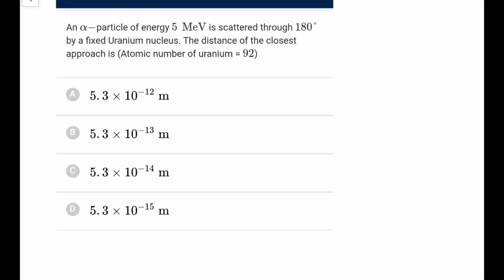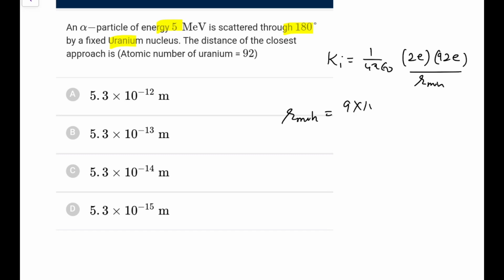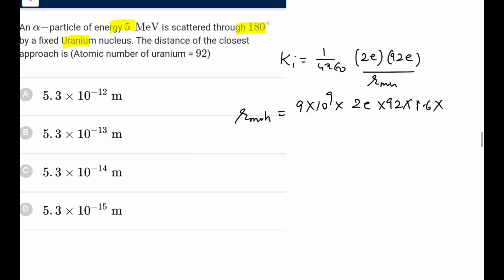Alpha particle of 5 mega electron volt is scattered through 180 degree by a fixed uranium nucleus. The distance of the closest approach would be, directly you can say the initial kinetic energy K initial would be converted into final potential energy at that distance of closest approach, which is 1 upon 4 pi epsilon naught, 2e it is charge, uranium charge is 92 e upon R minimum. So R minimum, directly 1 upon 4 pi epsilon naught, write it as 9 into 10 to the power 9. Write it as 2e and write it as 92 into 1.6 into 10 to the power minus 19. I am leaving 1 e because I'll convert that MeV. MeV would be 10 to the power 6 into eV.